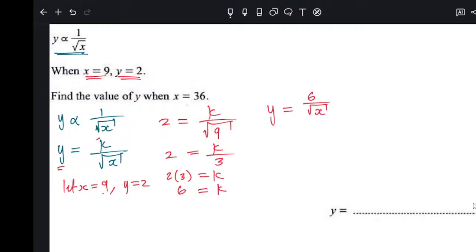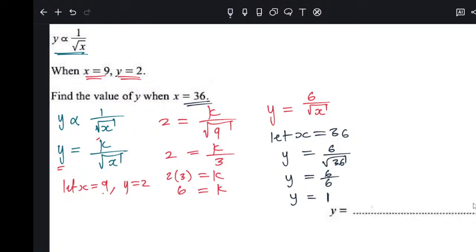Now they said find the value of y when x is 36. You will now write here to say let x be equal to 36. y will be now equal to 6 over the root of 36. Root of 36 is 6. y will be now equal to 1. So your y will be 1. You get your marks. Come on now. You see, you're going to get 100 if you do this for every particular question, because you're following the steps. So nothing will touch you. You're fine.